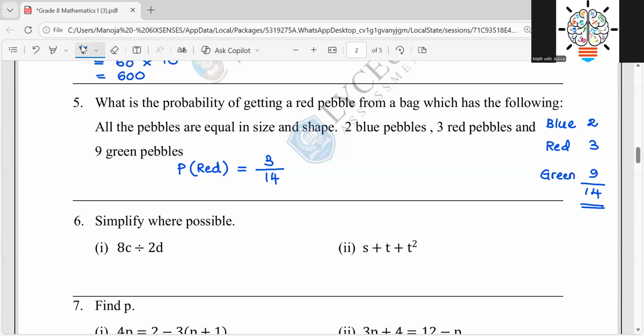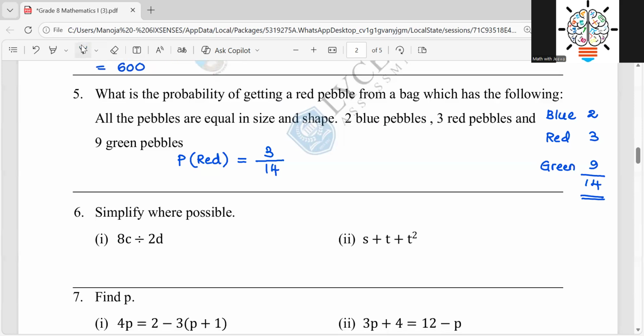What is the probability of getting a red pebble from a bag which has the following: 2 blue, 3 red, and 9 green? When I add them together, answer is 14. Out of 14 pebbles, I can have 3 red pebbles. So then probability is 3 over 14.